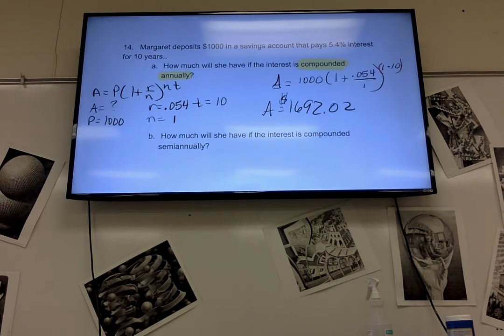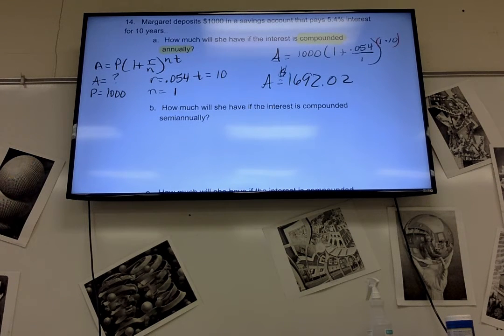I need to see that on the calculator. Angela, you okay? Okay. Just make sure he's okay over there. How much will she have if the interest is compounded semi-annually? So all that stuff up there is the same. It's just now the N is changed to 2, because it's semi-annually. So I just changed those numbers, N's to 2's. Get $1,703.76.